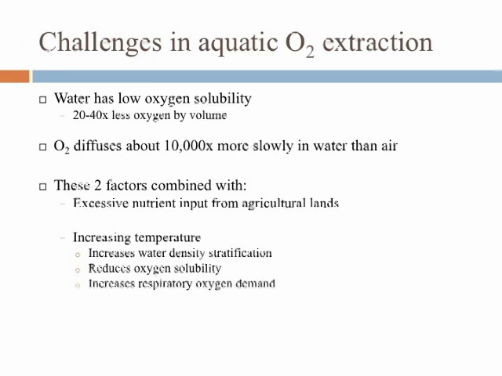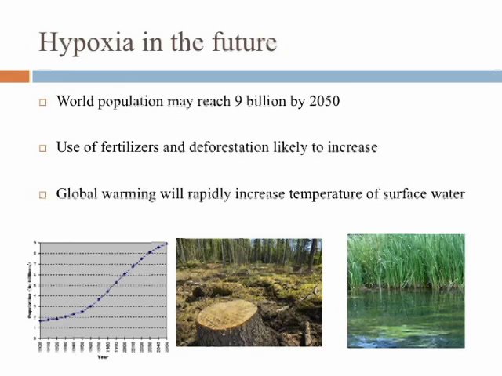When you combine these 2 factors with excessive nutrient input from agricultural lands, eutrophication, and with increasing temperature, which causes increased respiratory oxygen demand as well as water density stratification, the problem of hypoxia becomes even worse. Unfortunately, this is not going to get much better very soon, because the world population is increasing, meaning we need to produce more food, clear more land for agriculture, and there is the problem of global warming, which is increasing the temperature of surface waters.